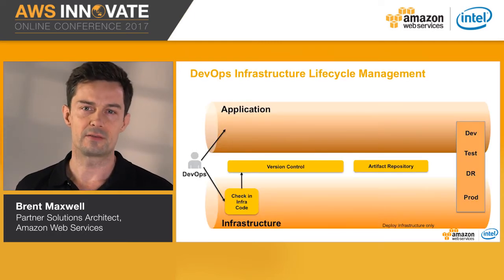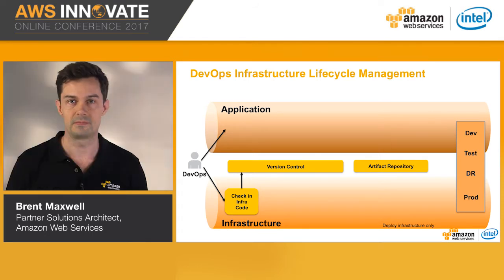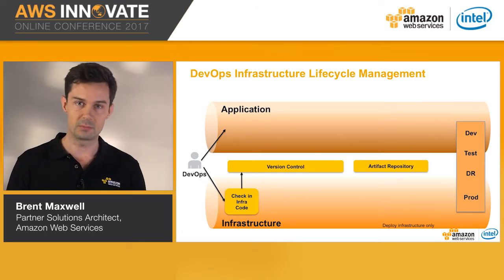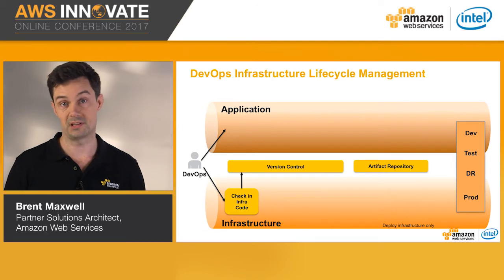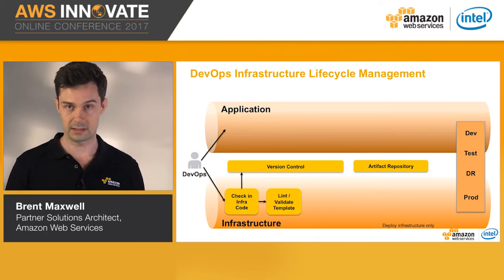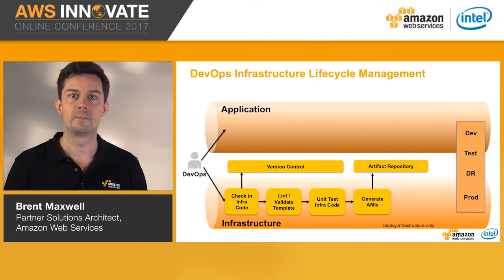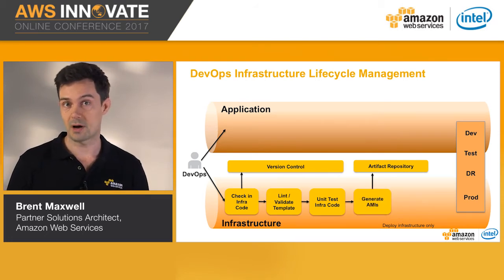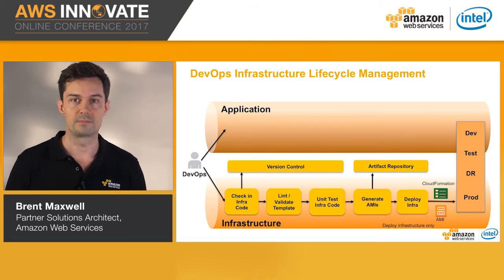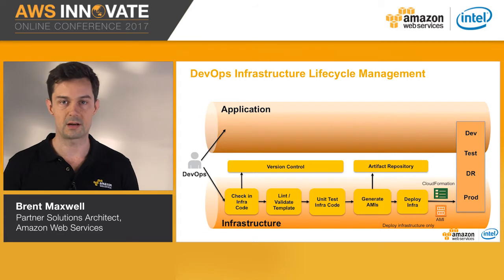One of the best things about infrastructure as code is that it allows us to use deployment pipelines for our infrastructure. The lifecycle can be managed in a similar way to your application, passing through similar stages. A DevOps engineer can check in infrastructure code, then lint or validate the template. They can then run unit tests using CloudFormation change sets or something similar. They might want to generate AMIs and store them in an artifact repo, and then deploy the change to an environment by having the pipeline push the template to CloudFormation, which will run a stack update.